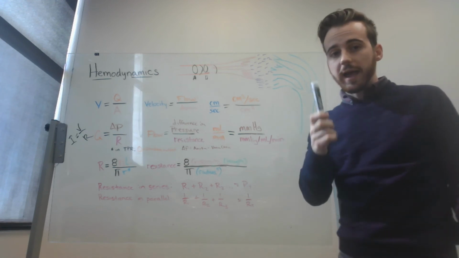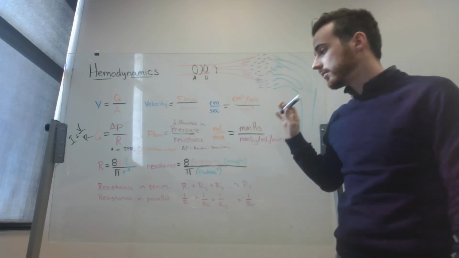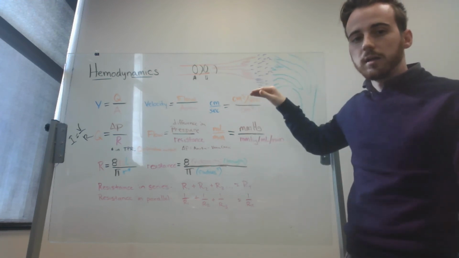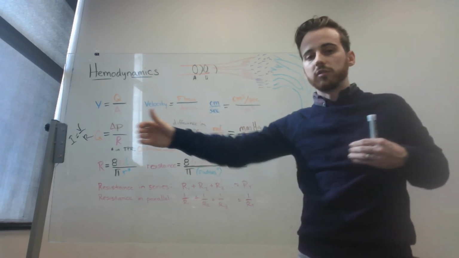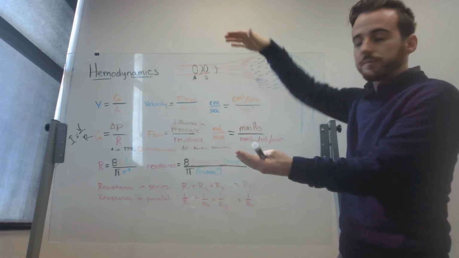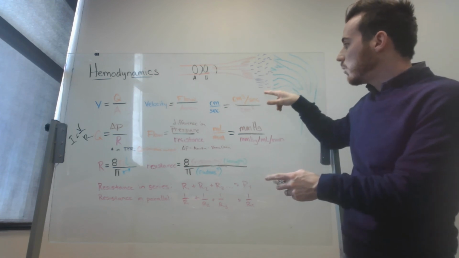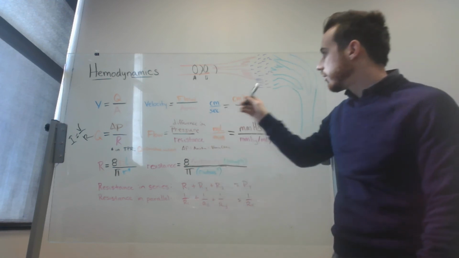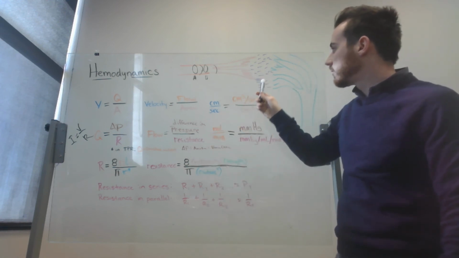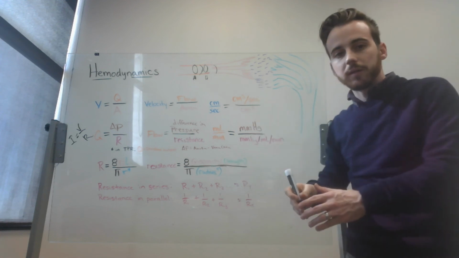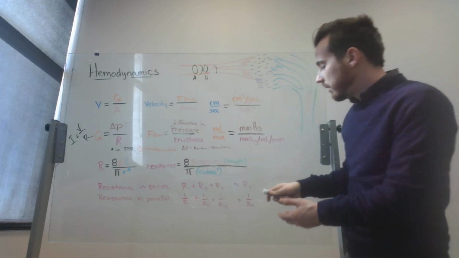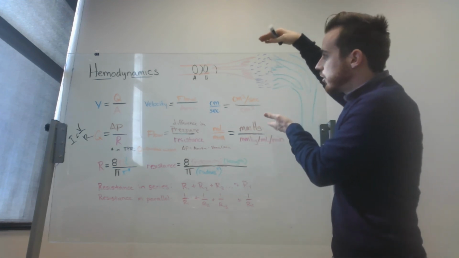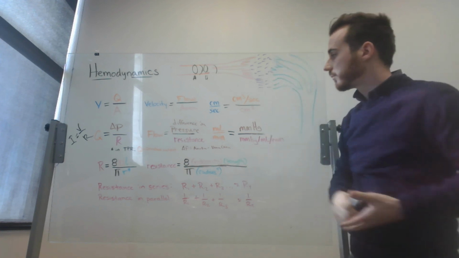But you can also add resistances in parallel, okay? An example of parallel are all of these capillaries, right? They're not attached to each other. They don't line up with each other. They are parallel to each other. And the way we add them like that is 1 over the resistance of this capillary plus 1 over the resistance of this capillary plus 1 over the resistance of this capillary, and so on and so forth, is equal to 1 over the total resistance of all of those blood vessels that are in parallel, okay?